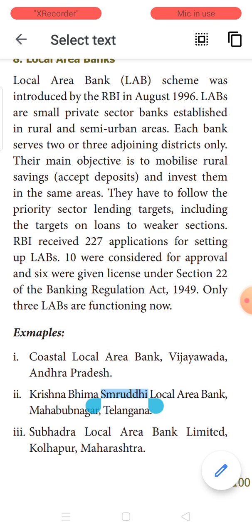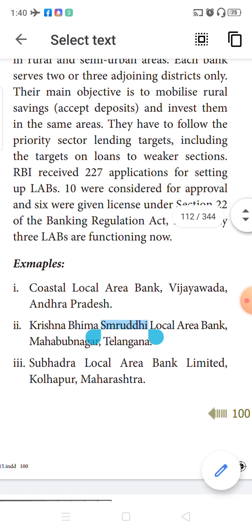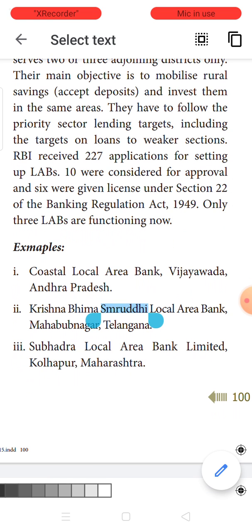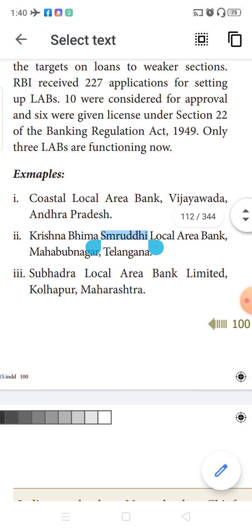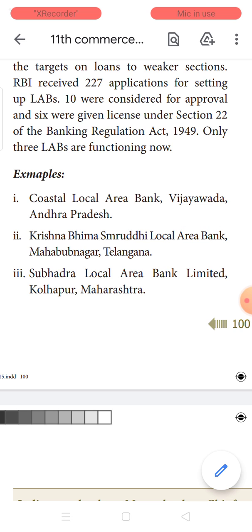The RBI received 227 applications for setting up local area banks. But of these 227 applications, only 10 were approved by the RBI, and out of the 10, only 6 got a license under Section 22 of the Banking Regulation Act, and LABs were started. Now, what are the examples of local area banks? Coastal Local Area Bank, established in Andhra Pradesh. Krishna Bhima Samruddhi Local Bank, Telangana. Subhadra Local Area Bank, Maharashtra.